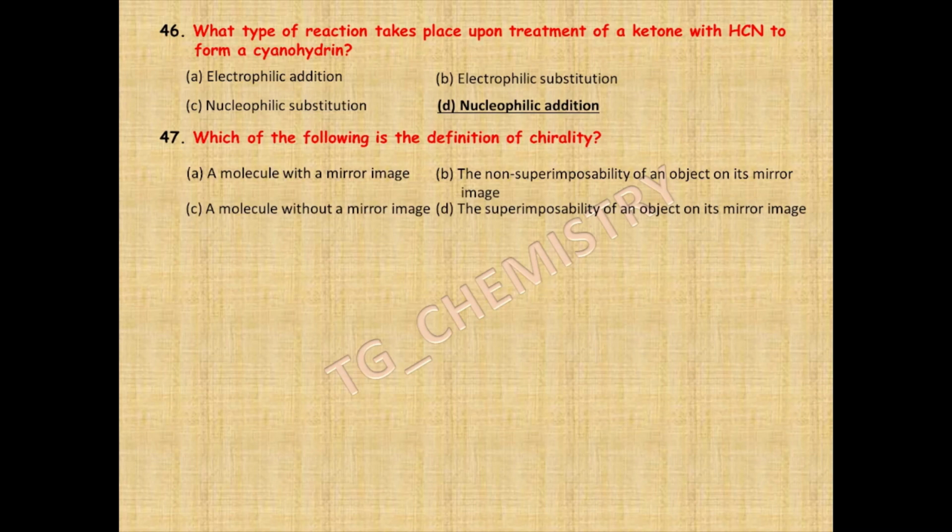Which of the following is the definition of chirality? Options are a molecule with a mirror image, option B the non-superimposability of an object on its mirror image, option C a molecule without a mirror image, and option D the superimposability of an object on its mirror image. So we know that for a molecule to be chiral, its mirror image has to be non-superimposable with the original isomer. So option B is the right answer for this question.